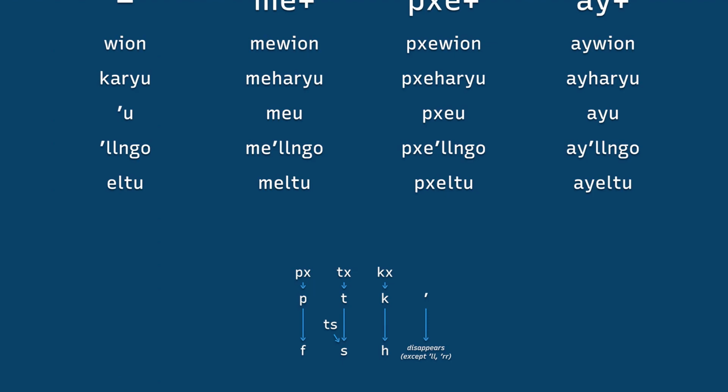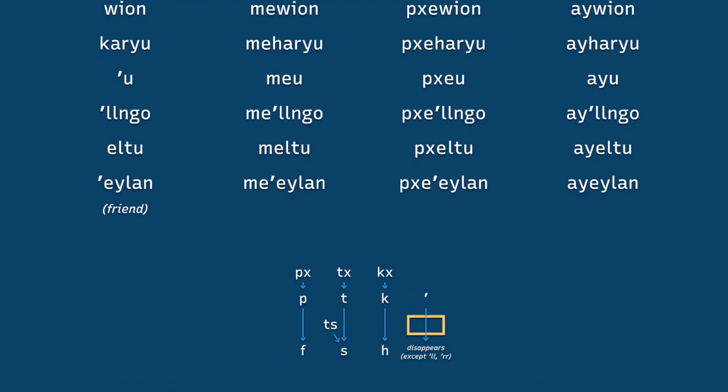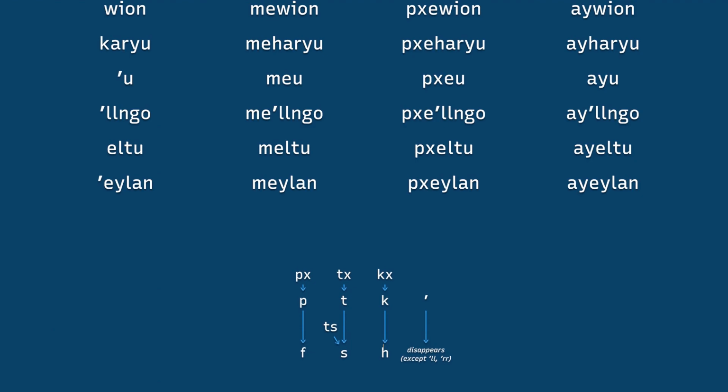You would probably expect meeltu and peeltu there, but NATVI really doesn't like long vowels, so the two sounds collapse into one. Elan loses its glottal stop after lenition, and then similarly becomes melan, pelan, aielan.